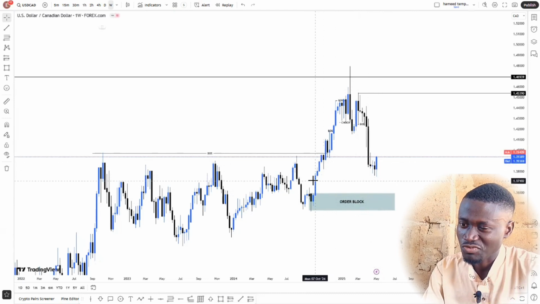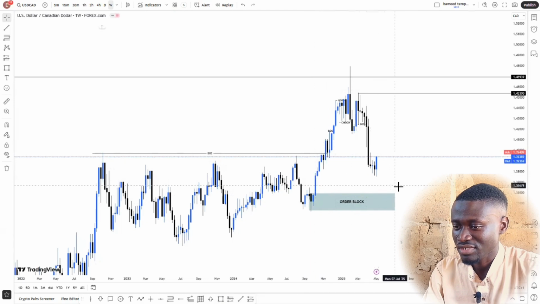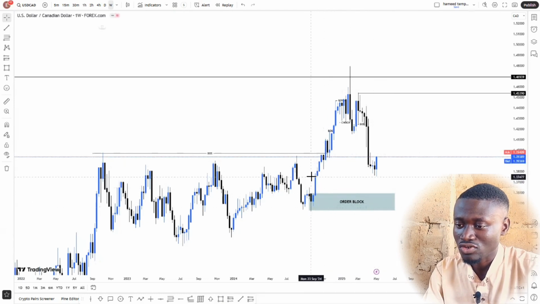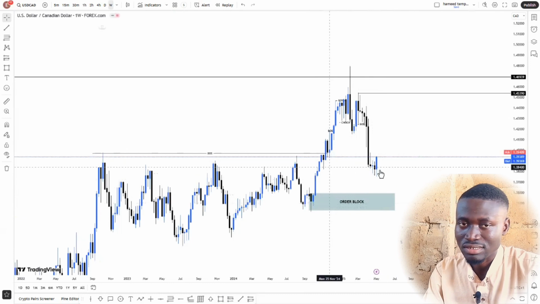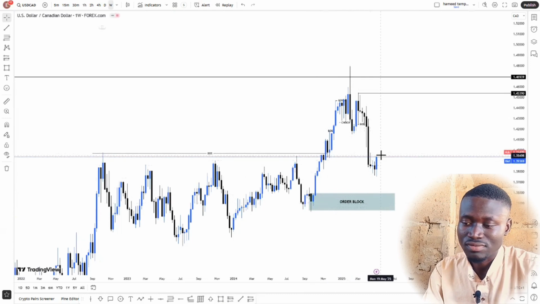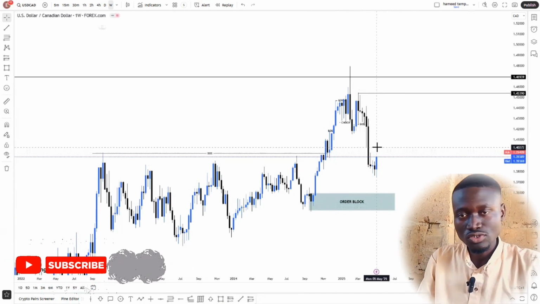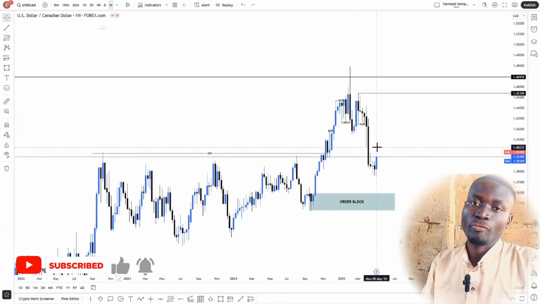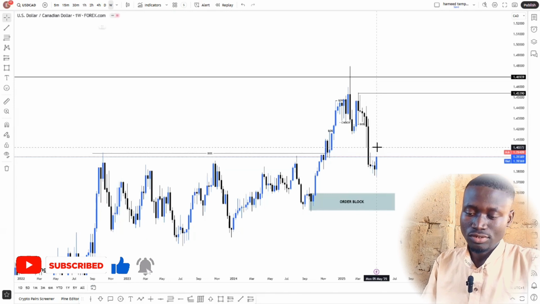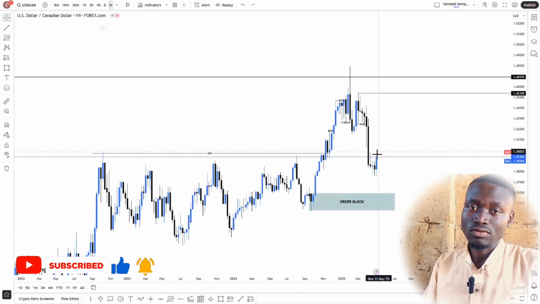I'm seeing this as a shady move, because why would you want to leave this imbalance here and still leave this origin? Even if you don't want to come to it, at least you come to the imbalance. You do not come to any one of it. It wanted to be moving here. I'm seeing this as a shady move, but we are going to be patient and read the market structure before we decide on what to do.